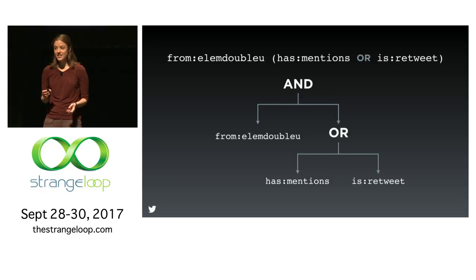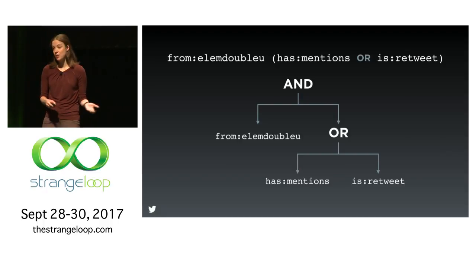The problem with indexing those two terms is that when we evaluate a tweet, any tweet that either has mentions or is a retweet would match the index, which is a lot of tweets. So we would end up doing a lot of full evaluations.